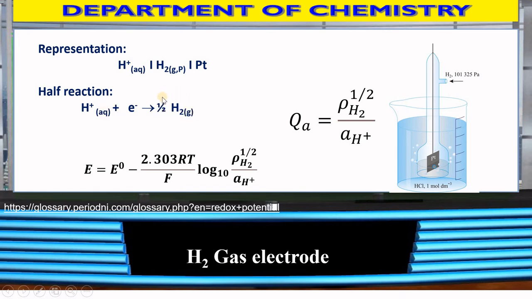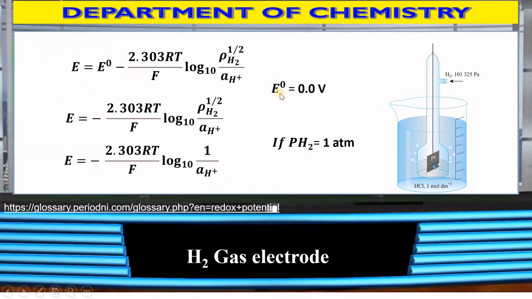But here the product is in gaseous state. Therefore, instead of activity, I write the pressure of that gas, meaning the pressure of hydrogen gas, and the concentration of hydrogen gas is 1/2 molecule divided by the activity of the H+ ion, meaning the activity of the reactant. Therefore the EMF equation for this electrode becomes E = E° - (2.303 RT/F) log10 (pressure of hydrogen gas / activity of H+ ion). This is the EMF equation for this electrode.